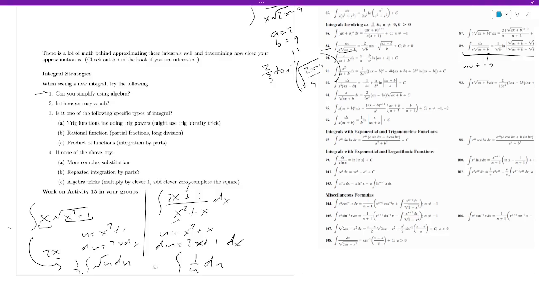Some of our later strategies here have to do with rational functions, where it's a polynomial over a polynomial. So this covers the case where the polynomial on the top is exactly 1 degree less than the polynomial on the bottom. Often that's a u-sub.